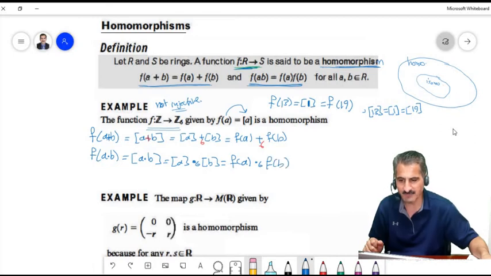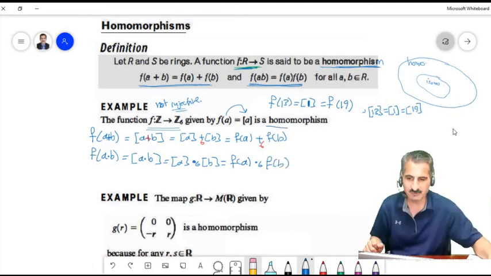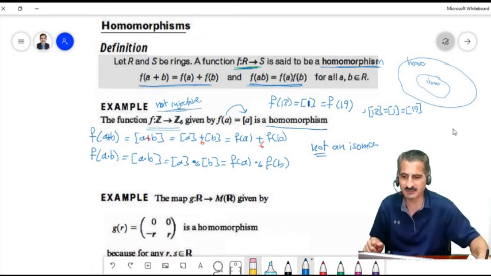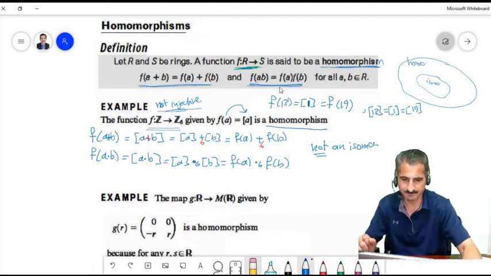So f is a homomorphism. So it is a homomorphism, but not an isomorphism. Why? Because it is not injective. It is not injective. Okay.